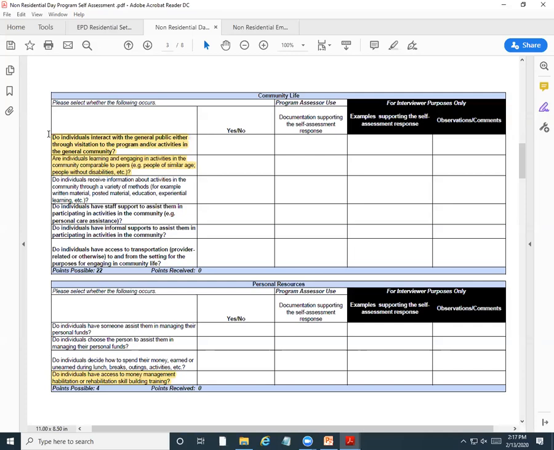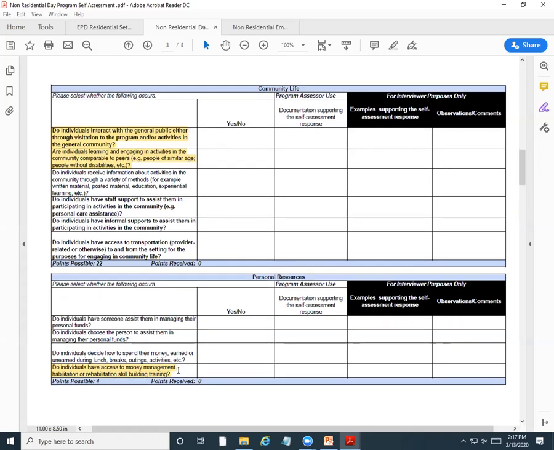And under personal resources, we have, do individuals have access to money management, habilitation, or rehabilitation skill building training? My understanding is that's something that happens already in the day program. So again, it's another support to help them manage their personal resources to whatever extent. And if they have a desire to manage them to a greater extent, then is the program supporting them to learn how to do what they need to do to manage it to whatever extent is possible for them.